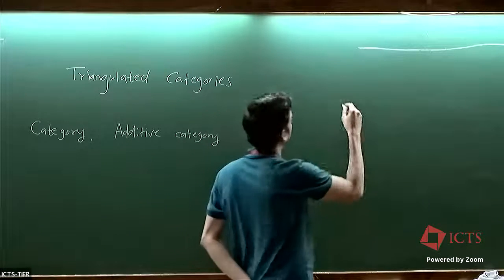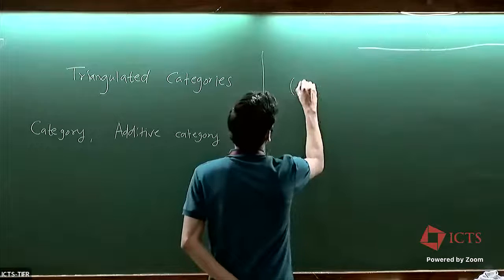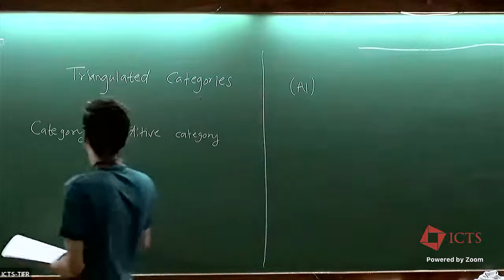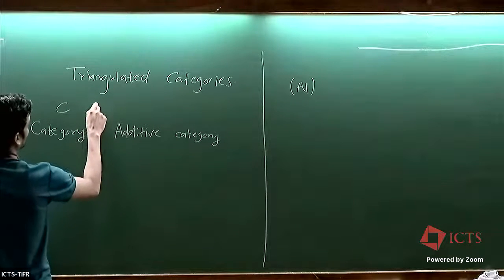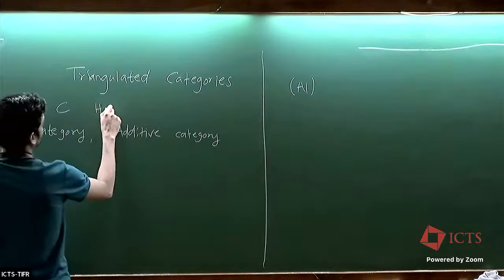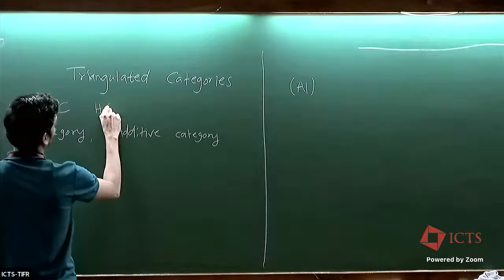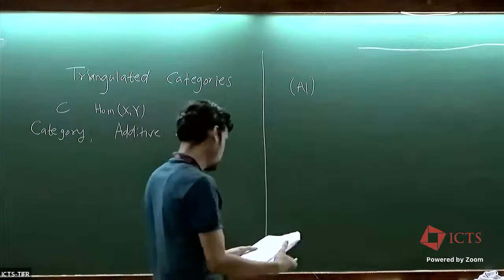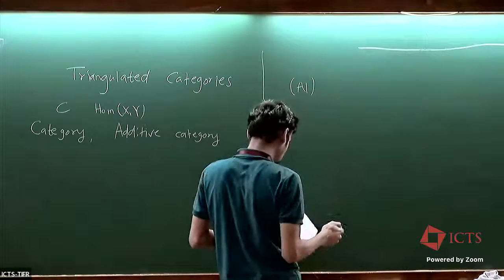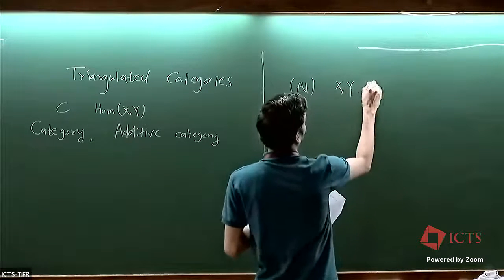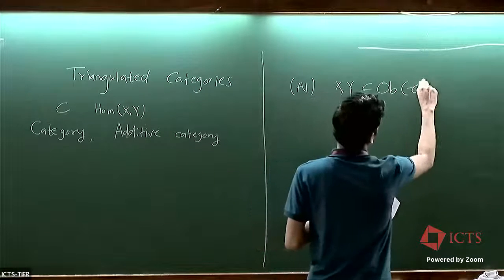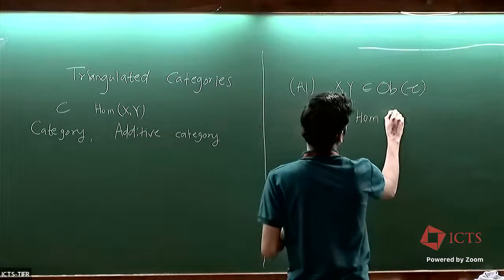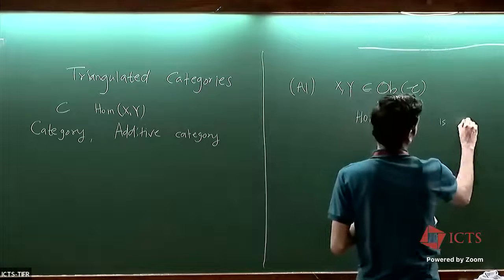So what is an additive category? It has to satisfy three axioms. The first axiom is that, I'll be denoting the category by the letter C, and morphisms between two objects X and Y of C, I will denote by Hom(X,Y). If I take two objects of category C, then the morphism set should be an abelian group.